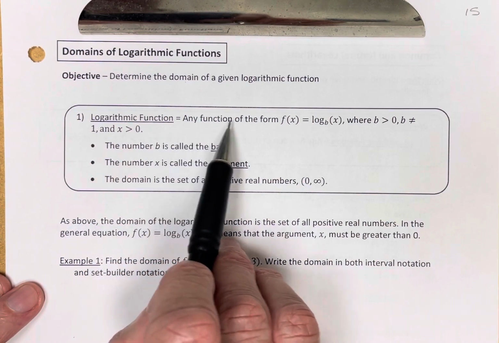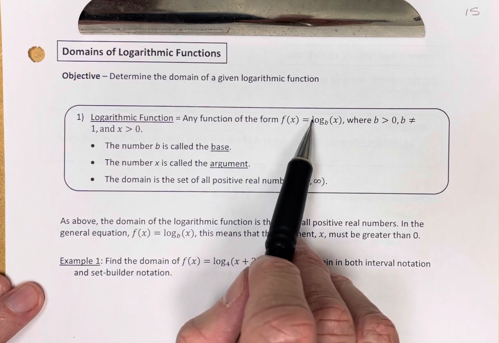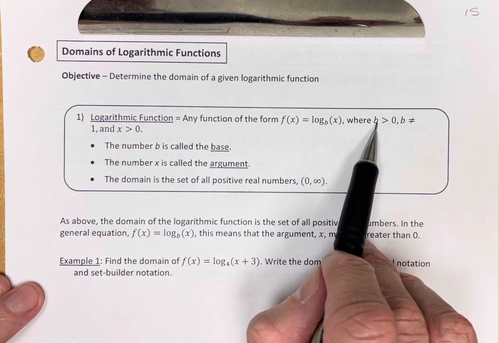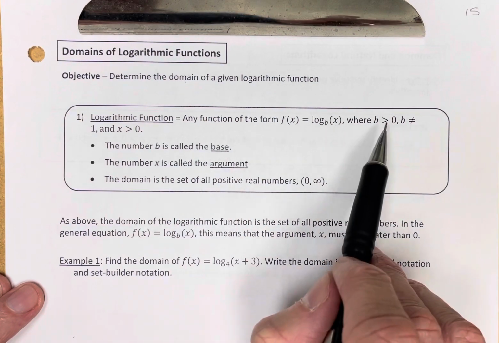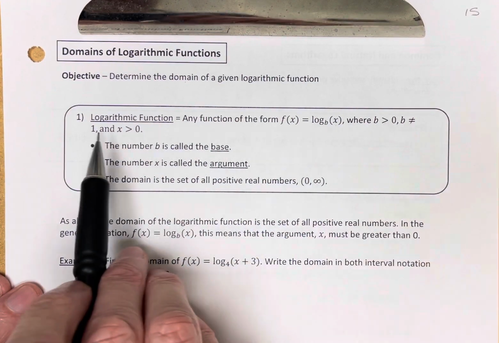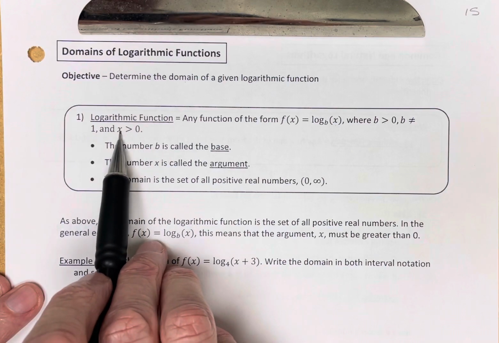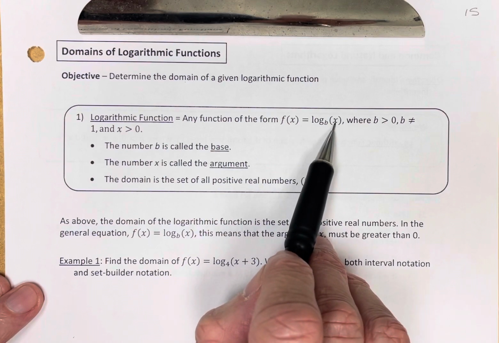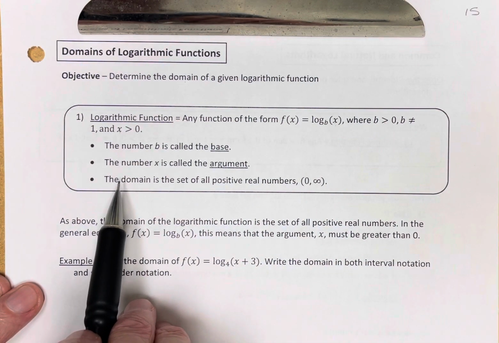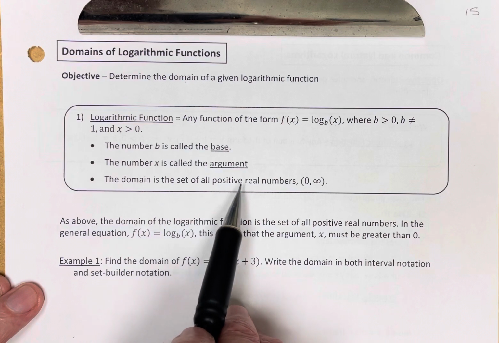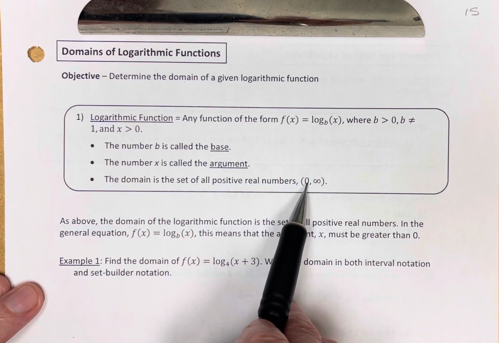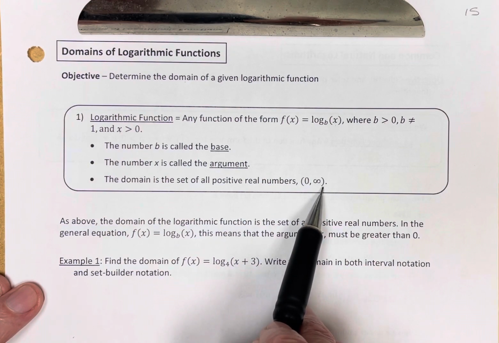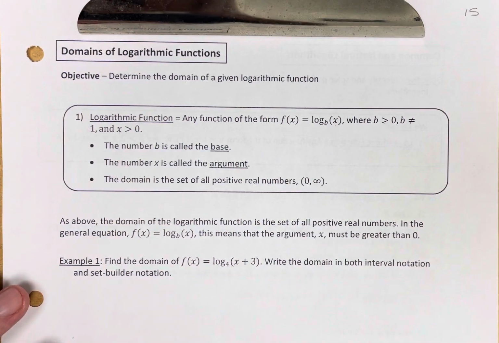It is any function of the form f of x equals log base b of x, where b, the base, is positive but not equal to 1, and x, the argument, is positive. The argument is positive here. And we know that the domain is the set of all positive real numbers, which means from 0 to positive infinity in interval notation.